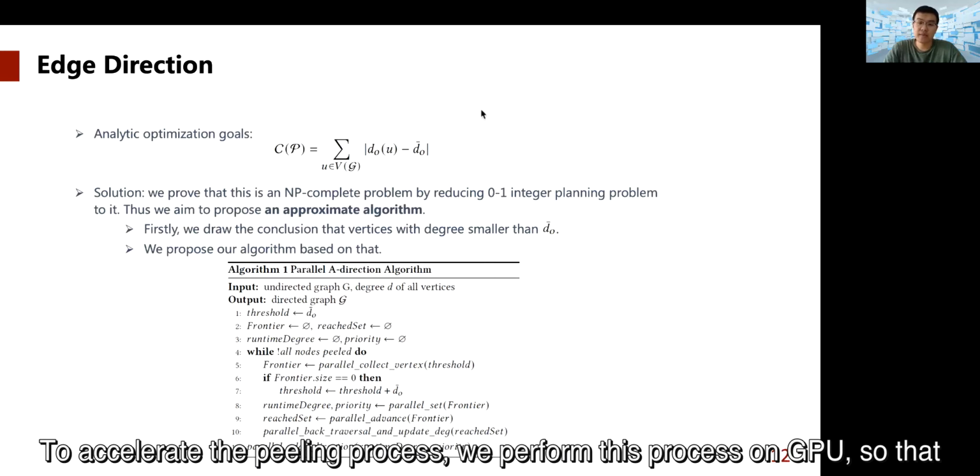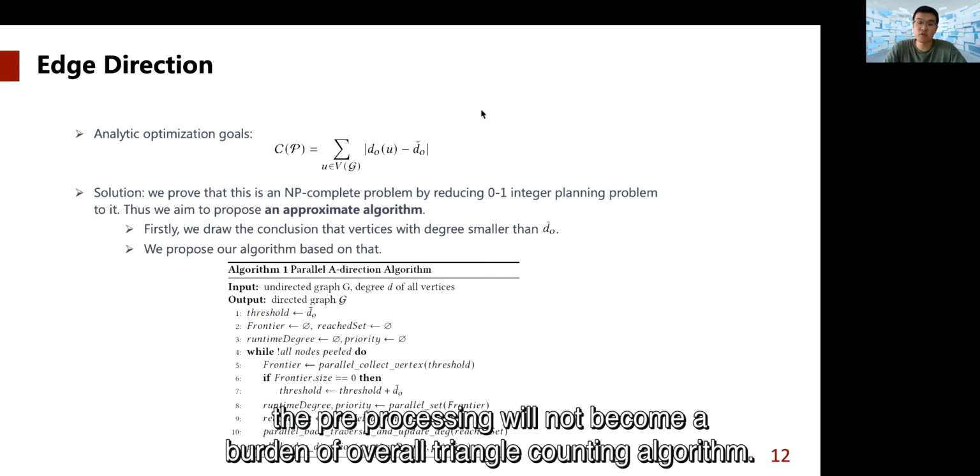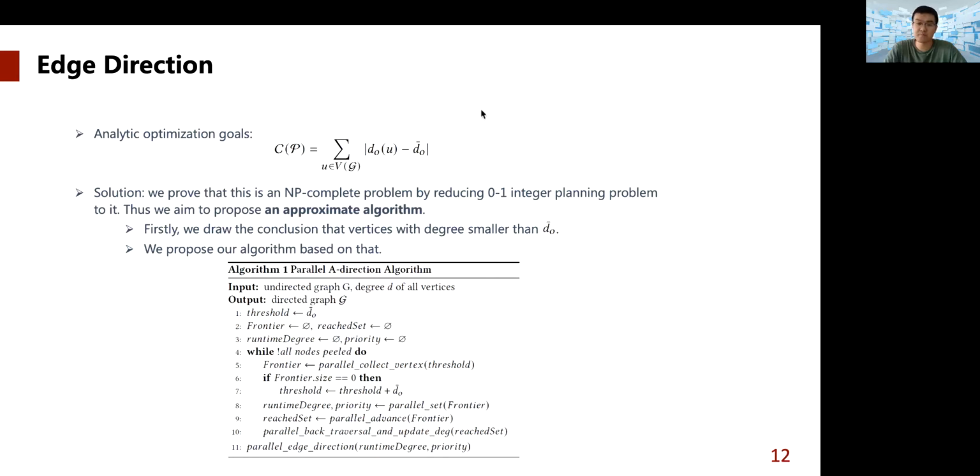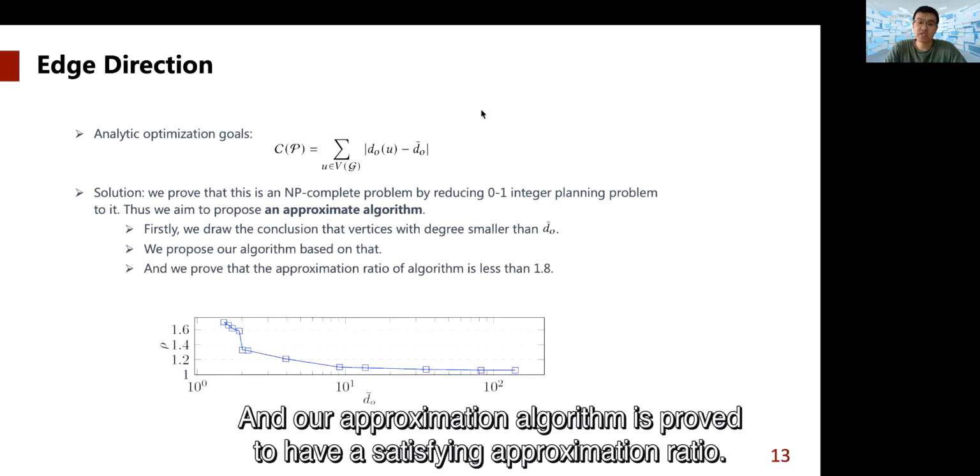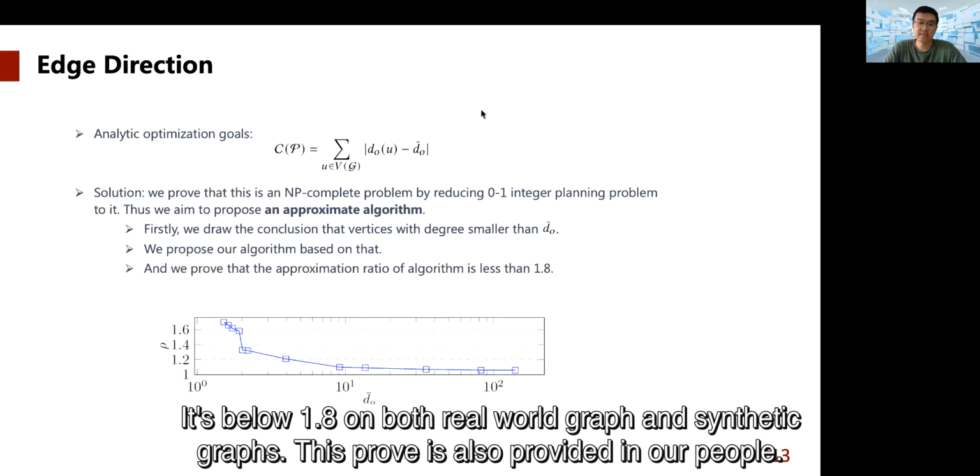To accelerate the peeling process, we perform this process on GPU so that the pre-processing will not become a burden of the overall triangle counting algorithm. And our approximation algorithm is proved to have a satisfying approximation ratio. It's below 1.8 on both real-world graphs and synthetic graphs. This proof is also provided in our paper.